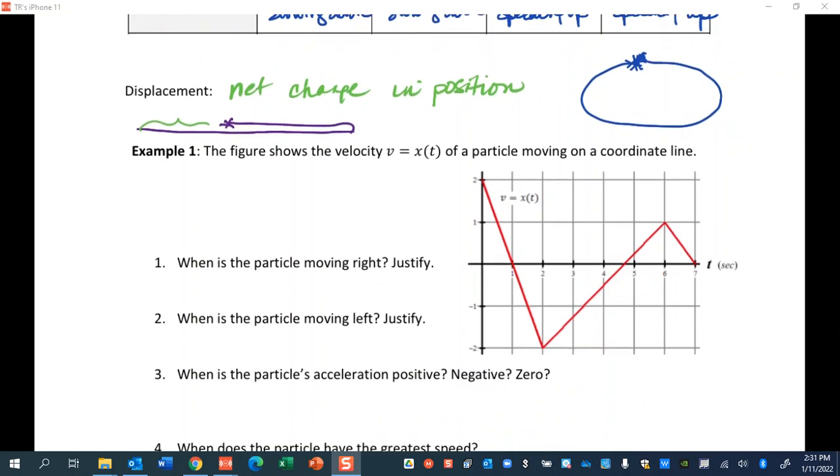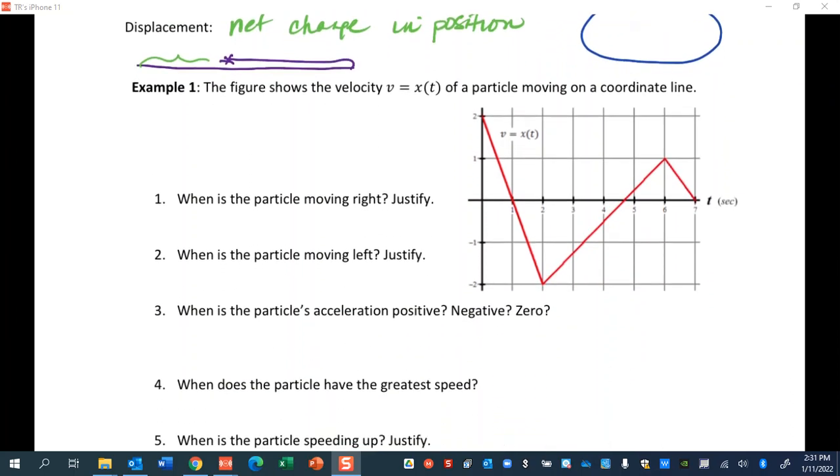All right, so here's a pretty cool picture. This figure shows the velocity of a particle moving on a coordinate line. Now remember, we're talking about the velocity, so we're already saying that this is the derivative of that position, right? So we're not looking at the position's height compared to time. We're talking about the speed at which it's moving.